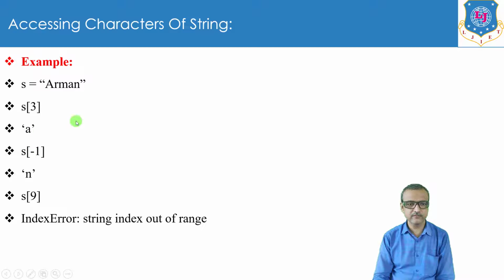Now S[-1]. So what is S[-1]? We have to go in backward direction, so we will start from -1. At -1 we have N. So S[-1] is equal to N. Now S[9]. What is S[9]? You can see that we have index from 0 to 4 only. So we don't have a letter present at index 9. So S[9] will give us an IndexError, that is, string index out of range.